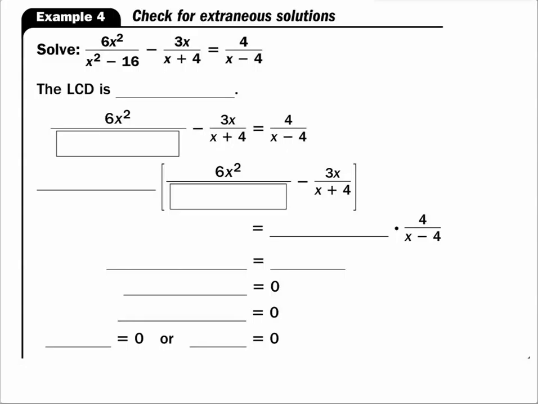So, we got this long equation to solve, and then it says the LCD is blah. The answer is you don't know what the LCD is. You need to do the next line first. You need to factor that first denominator. X squared minus 16 is x minus 4 times x plus 4. That's what you needed.